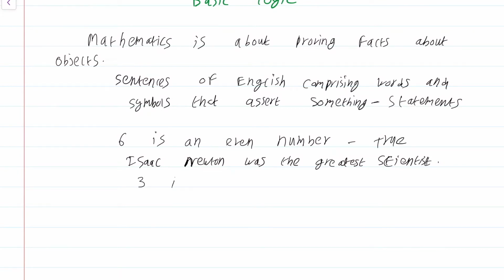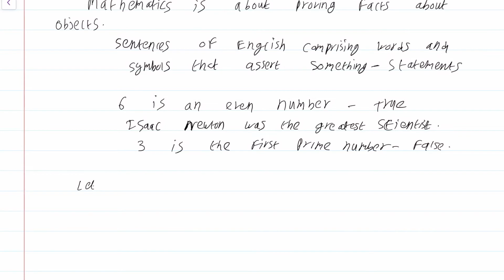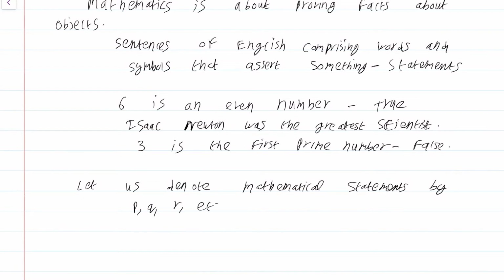But this is a false statement. 3 is the first prime number. This is false. So to determine the truth or falsity of a statement, we need to first develop a language for defining the objects, then develop a language for manipulating these objects and proving stuff. So let us denote mathematical statements by P, Q, R, etc. So we will take a more symbolic approach. P, Q, R are supposed to denote mathematical statements. They could be 6 is an even number, which is a true mathematical statement, or 3 is the first prime number, which is false.